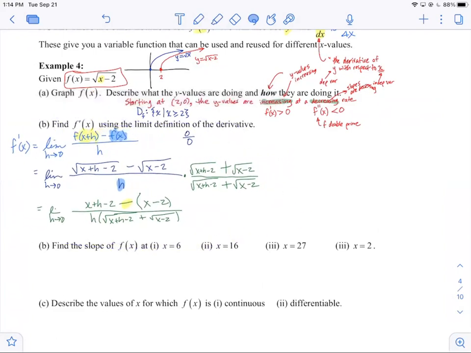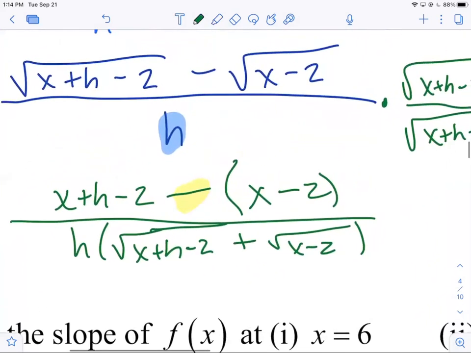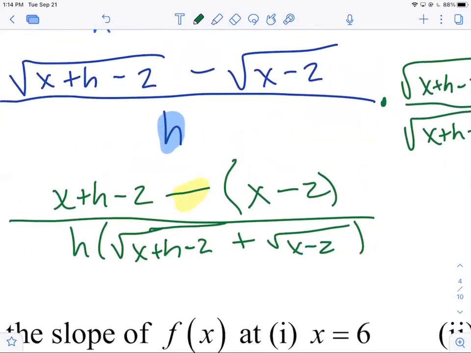And remember, we just start a new column. So equals, the limit as h goes to 0. And let's see if we can evaluate the top. Let's distribute this negative while we write things down. What's going to happen with the x's? Will they cancel? Yeah, x minus x. They're gone, okay? What about the negative 2's?